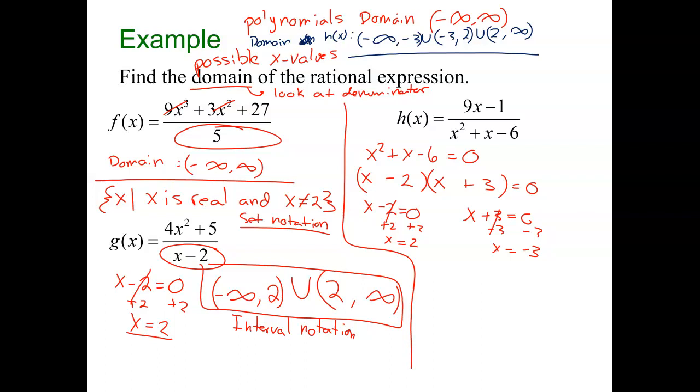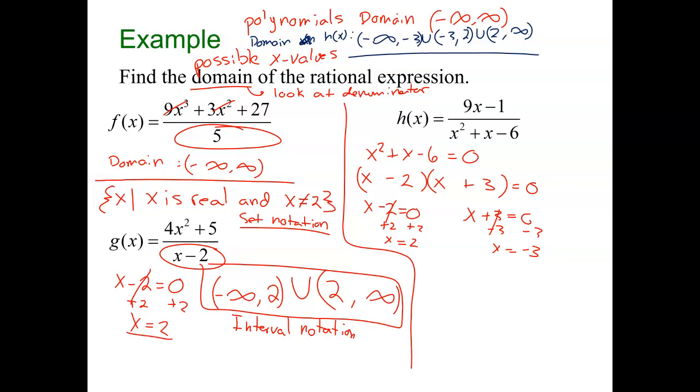Yes, ma'am. Quick question, so why did we include the other section from the other question? So you wrote the domain of h of x at the top, and you did negative infinity to negative 3, negative 3 to 2. So why do we have this right here?